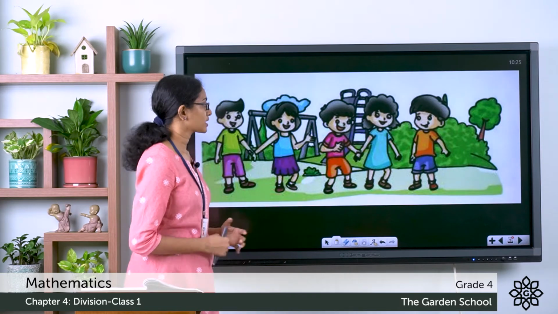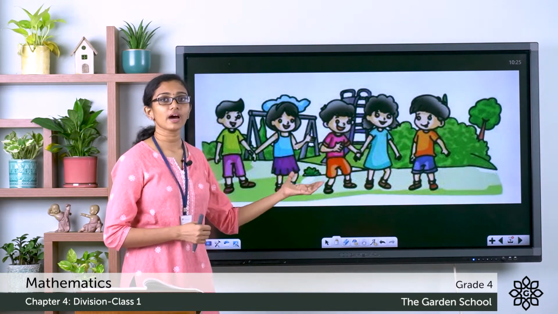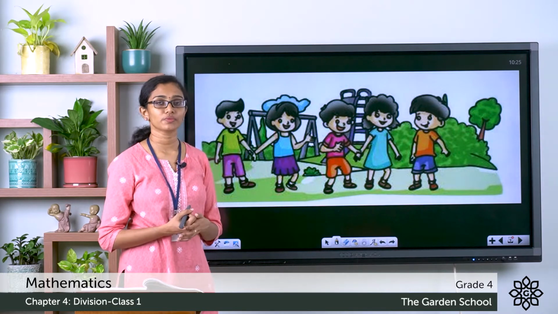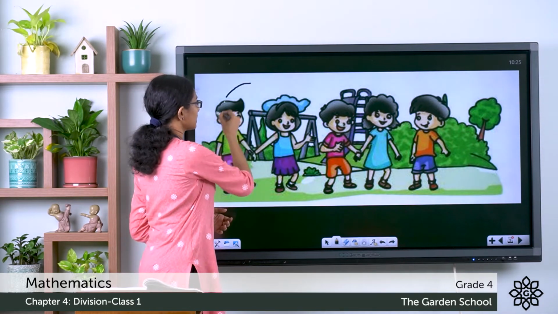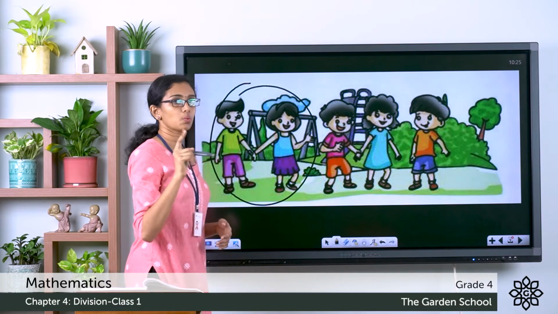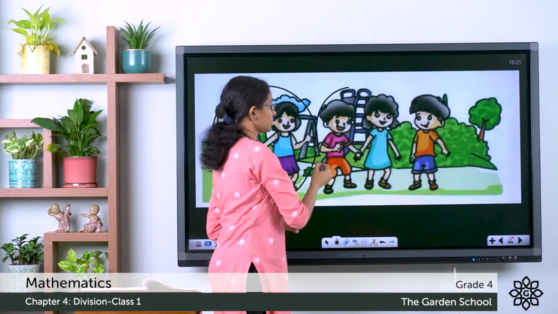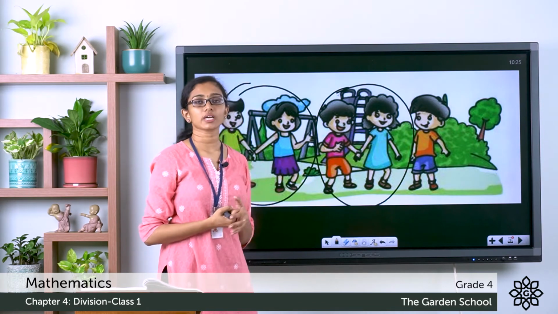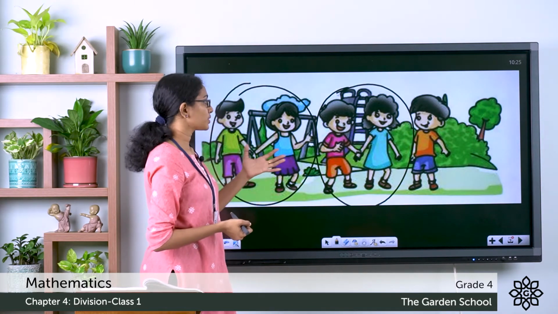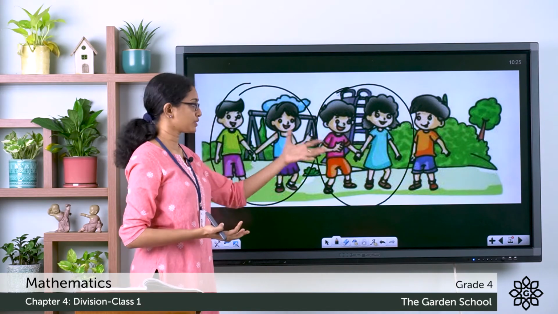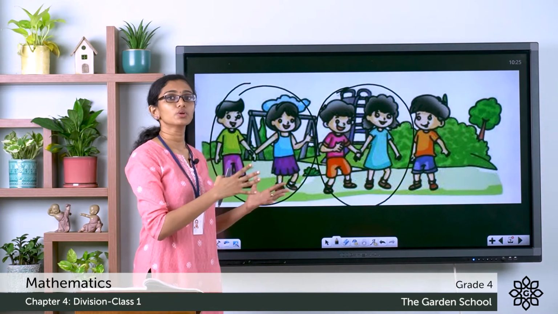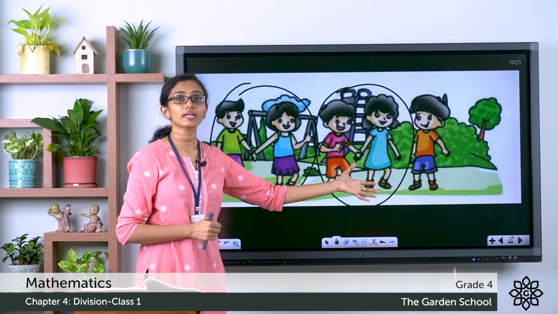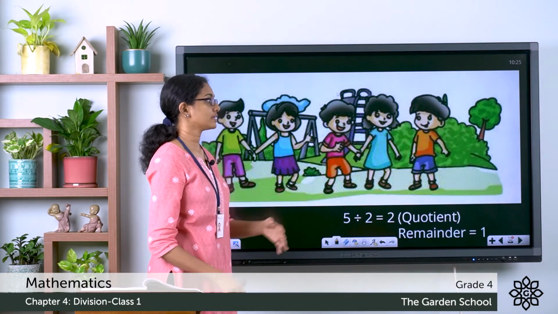Now look at the picture here. You can see 5 children here. Can we divide them into equal groups of 2 each? See, I am making them into one group. Here I am making them into a second group. Now there is one child left. So when you divide the number 5 by 2, which means when you divide into 2 equal groups, there is one remaining.